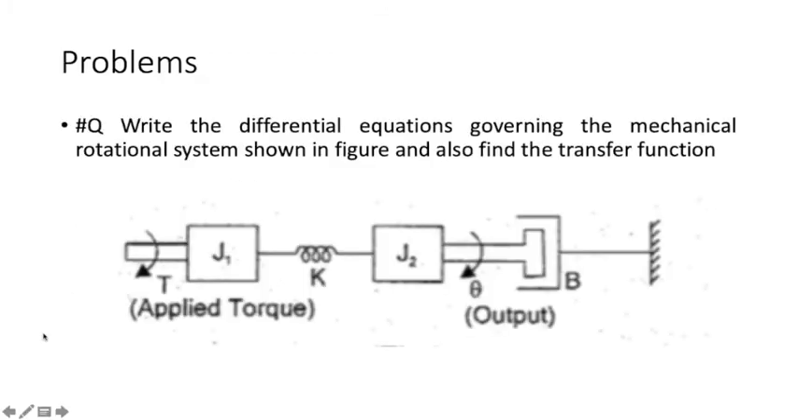Let us look at a problem to find the transfer function of a rotational mechanical system. The question is, write the differential equations governing the mechanical rotational system and find the transfer function. So we have J1 and J2 as two nodes, J1 connecting applied torque and the spring, J2 connecting the spring and the dashpot. The first step is to draw the free body diagrams of the nodes J1 and J2.